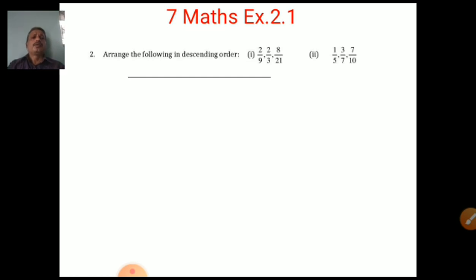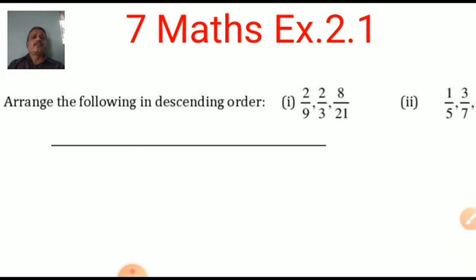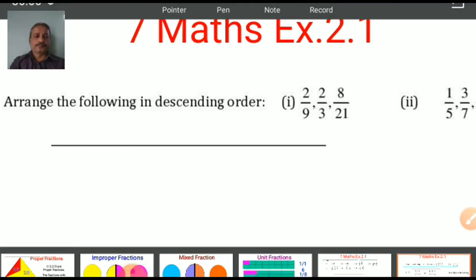Question number 2 is here: ascending and descending order. Ascending order means the smaller number will come first and then the bigger ones. Descending order means the biggest number comes first and then the others. Two examples are given. With integers we can arrange very clearly, but for fractions with unequal denominators, students, make them like fractions first, and only after that can you arrange them. Understood? Good. Let's check the answer.